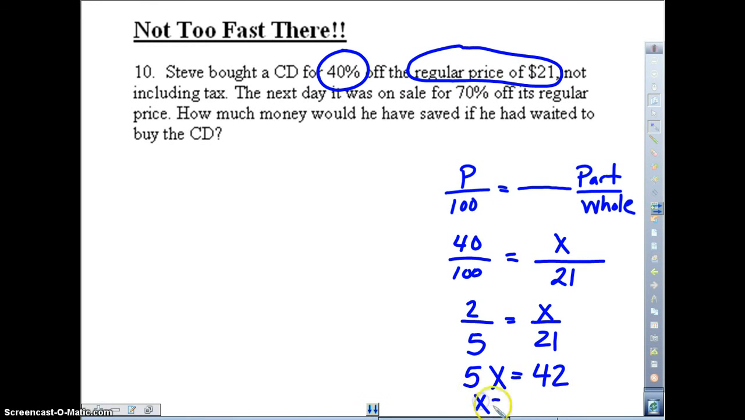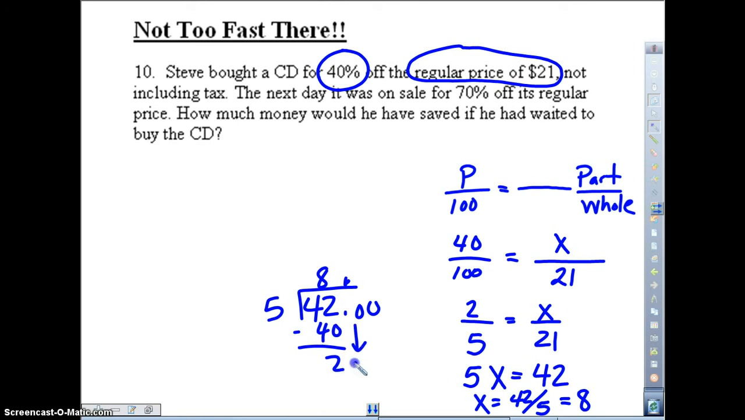So X equals 42 divided by 5. 5 goes into 42 how many times? 8 times, let me do that over here, 42 divided by 5. 5 goes in there 8 times. Put a decimal point in here. I think we're going to need it. That's 40. Subtract, you get 2. Bring down a 0. 5 goes into 20 how many times? Looks like $8 and how many cents? Yep. That's how much you saved if you got it 40% off.